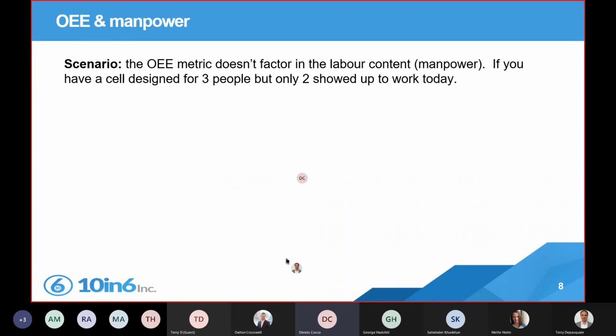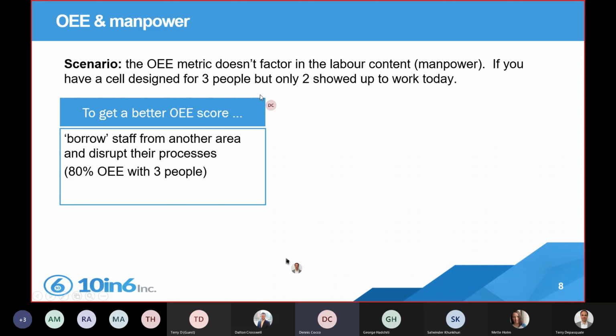So let's talk about a few scenarios, as Terry mentioned, where the OEE actually might cause you to do the wrong things when you look at efficiency in the plant. One of those is that OEE by itself doesn't factor in manpower in any way. So if you were to look at a cell that's designed to run with 3 people, and today only 2 people show up for work to run that cell.